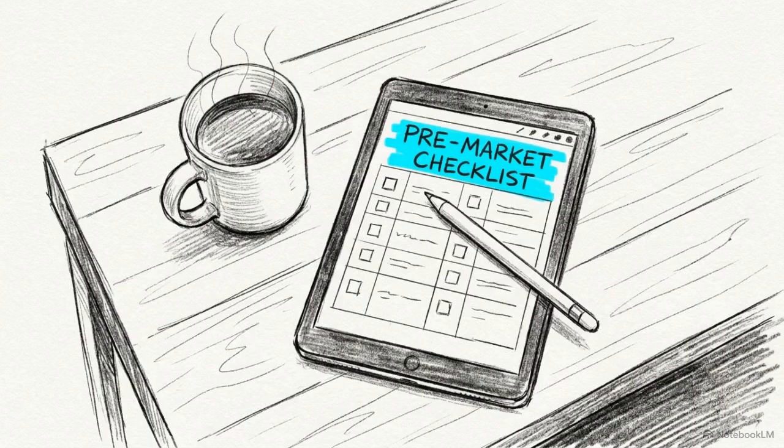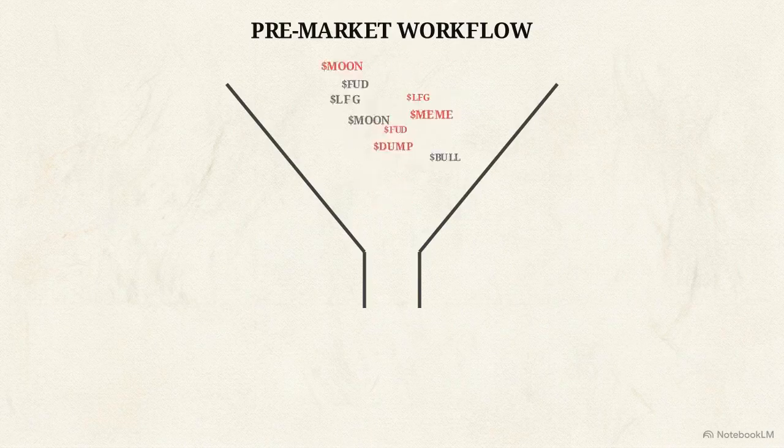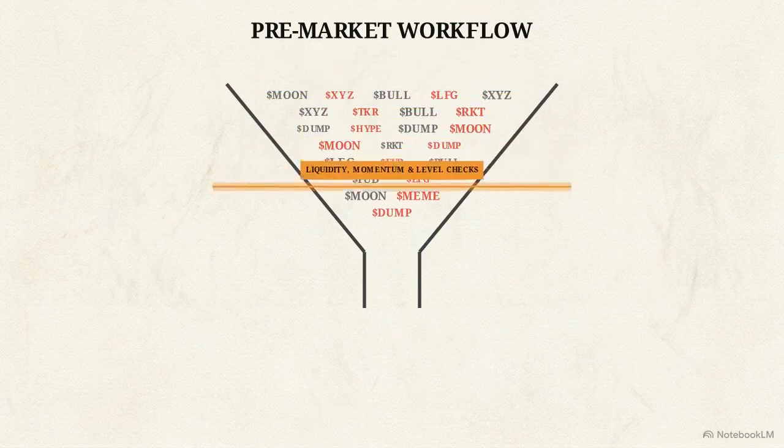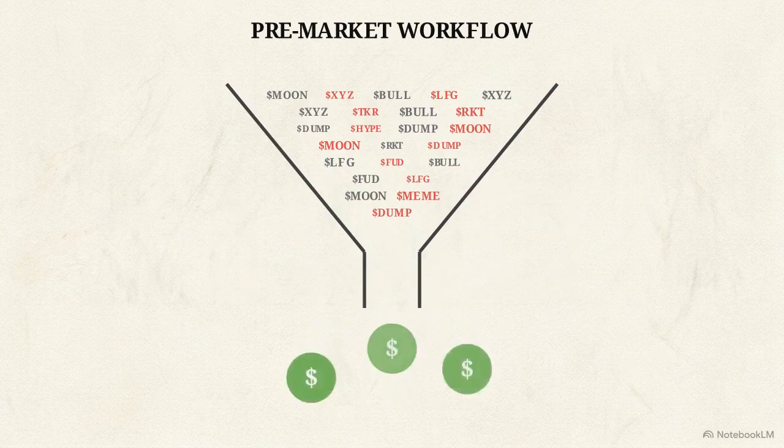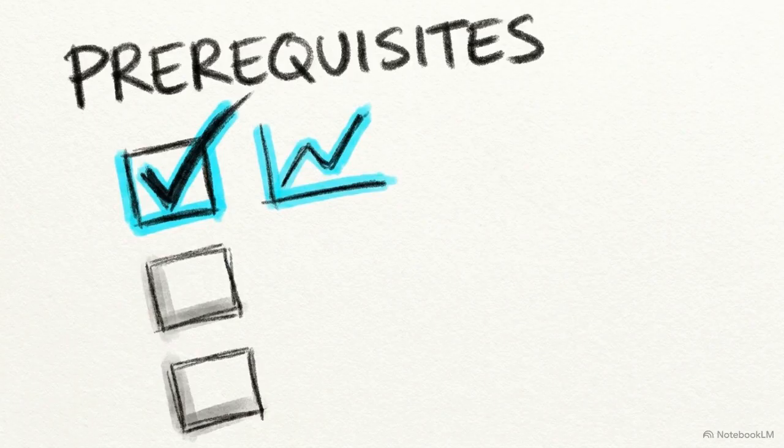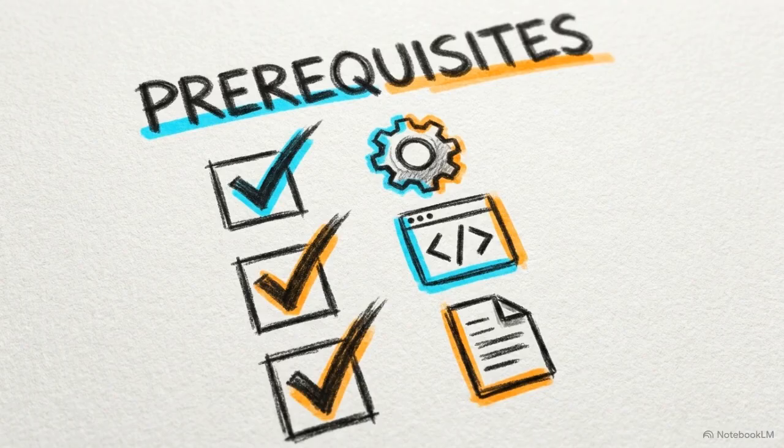Over the next 6 minutes, I'll walk you through a step-by-step pre-market workflow. We will strip away the hype and filter the market down to just 2 or 3 highly actionable setups. Before we start filtering, you need to have a few things in place. First, reliable charting software with real-time data. Second, the VWAP indicator applied to your charts. And third, strict intraday focus.